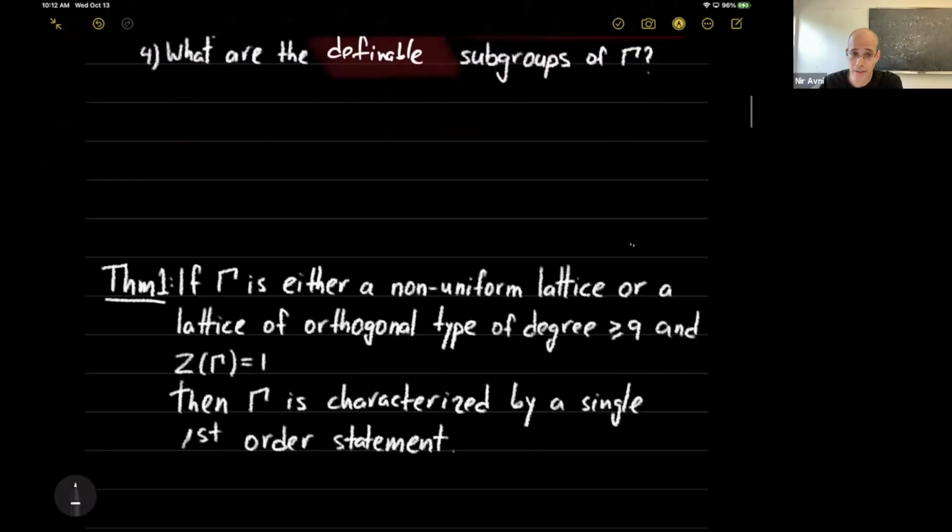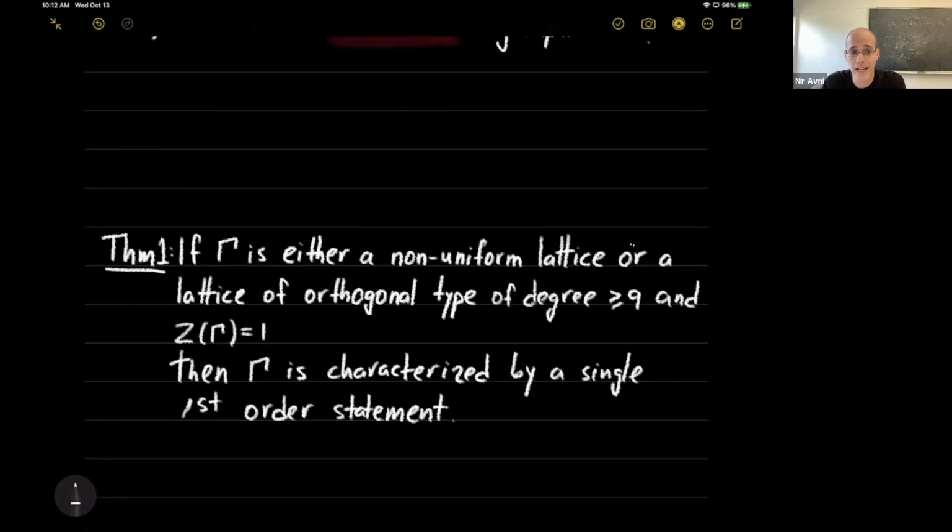Okay. So I want to give partial answers to this. The first one answers the first two questions. Okay, so if gamma is either a lattice from the previous lecture or a lattice of orthogonal type, the simplest kind, which might be co-compact, and there's this technical issue that we need the degree to be greater than or equal to 9, and a non-technical issue that we want the center to be trivial. Okay, maybe I'll have time to talk about this condition. Then gamma is characterized by a single first order statement. Okay, there is a single first order statement that says I am this and that group.